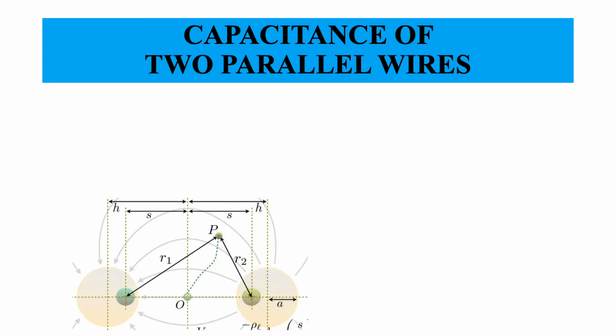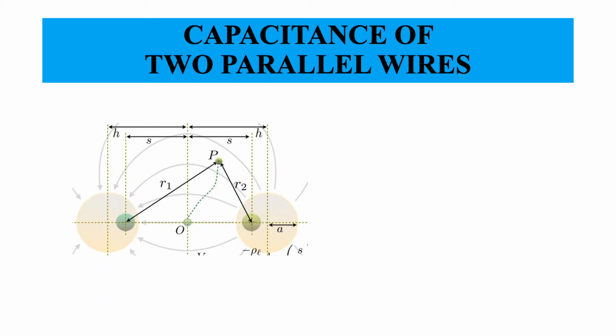Okay, so now we are going to discuss the capacitance calculation for two parallel lines. As the name suggests, two parallel lines which are of a certain radius and a certain distance apart. So let us say the center to center spacing of these two conductors is 2h, and you want to find the potential difference between these two cylinders.